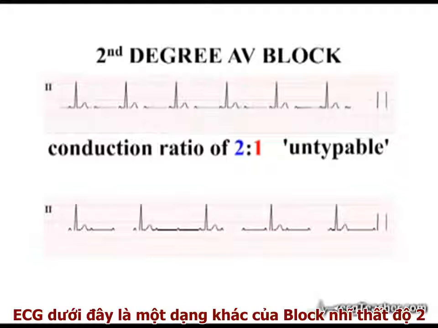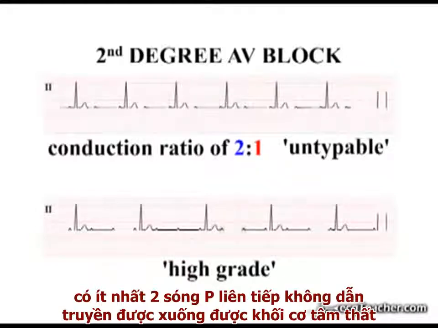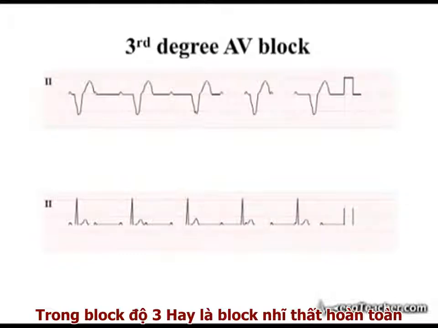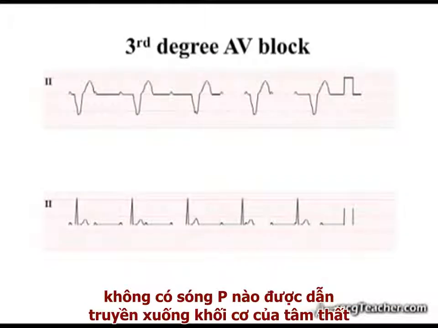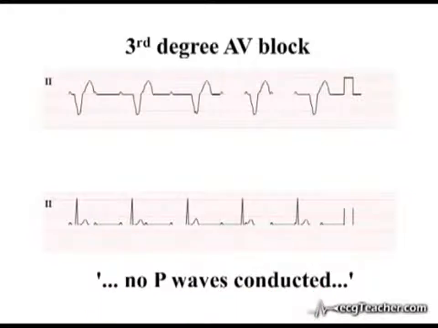This rhythm strip shows another variant of second degree AV block. High-grade second degree AV block exists when at least two consecutive P waves fail to conduct to the ventricular myocardium. In third degree or complete AV block, no P waves are transmitted to the ventricular myocardium.